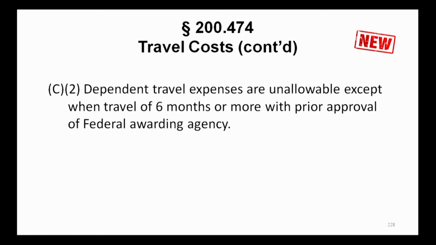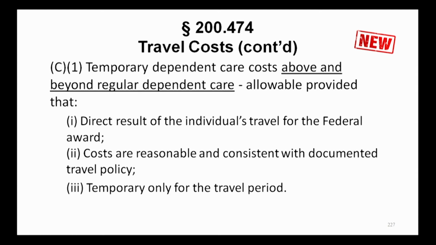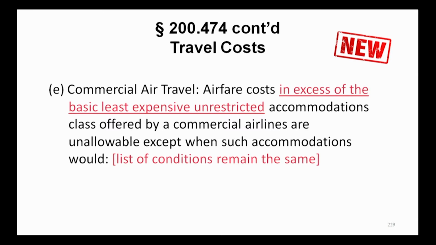So that's what this is saying. It's beyond regular dependent care. So if she normally paid for child care during the day when she's working back at the office, we're not paying for that, but we're paying for the child care she needs at night. That's beyond the regular dependent care.